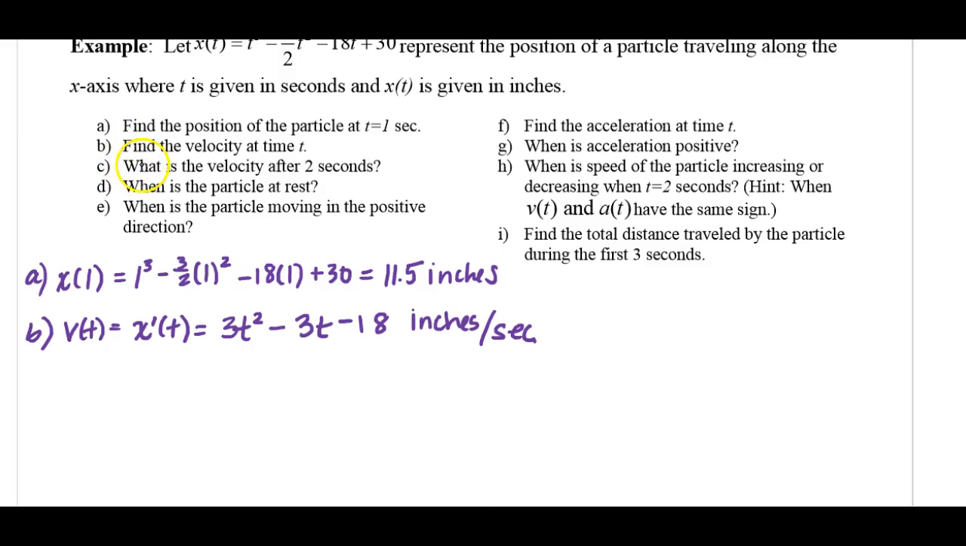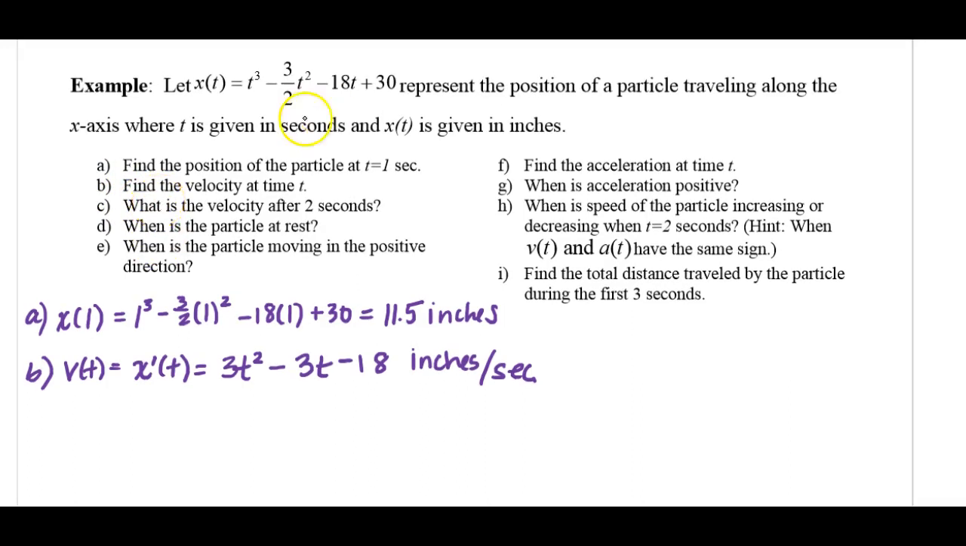Alright, so part C, scroll down a little. Part C, what is the velocity after 2 seconds? So now I have this velocity function in terms of t. So for part C, what's the velocity after 2 seconds? All I'm being asked to do here is substitute the 2 into my velocity function. So 3 times 2 squared minus 3 times 2 minus 18. And skipping the arithmetic again, I'm going to get negative 12. And my units are velocity, so inches per second.